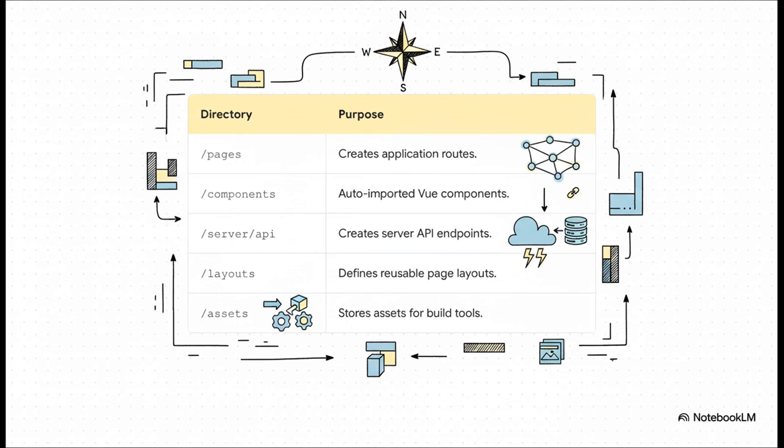This table is basically your map to that toolbox. Remember when we talked about file-based routing? Well, that all happens right here in the /pages directory. And those auto-imported components? They live in /components. Want to build an API for your app? Just drop a file in the /server/api folder. This structure is what makes all that awesome automation possible.